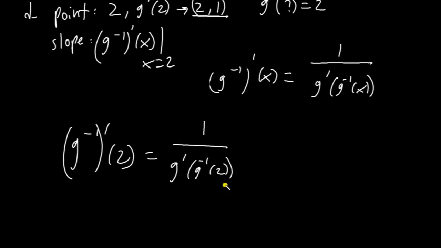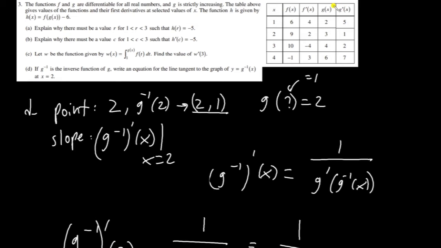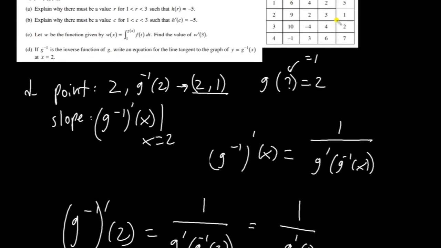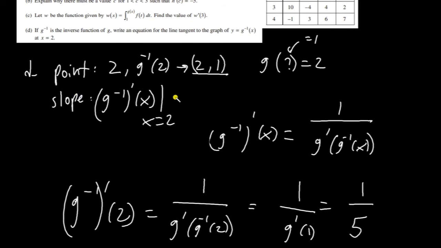Okay? Well, what's g negative 1 of 2? Well, we set up here that's equal to 1. So this is actually just 1 over g prime of 1. What's g prime of 1? Look at the table, g prime of 1 is 5. This is just equal to 1 over 5. Okay? So the slope is 1 over 5.